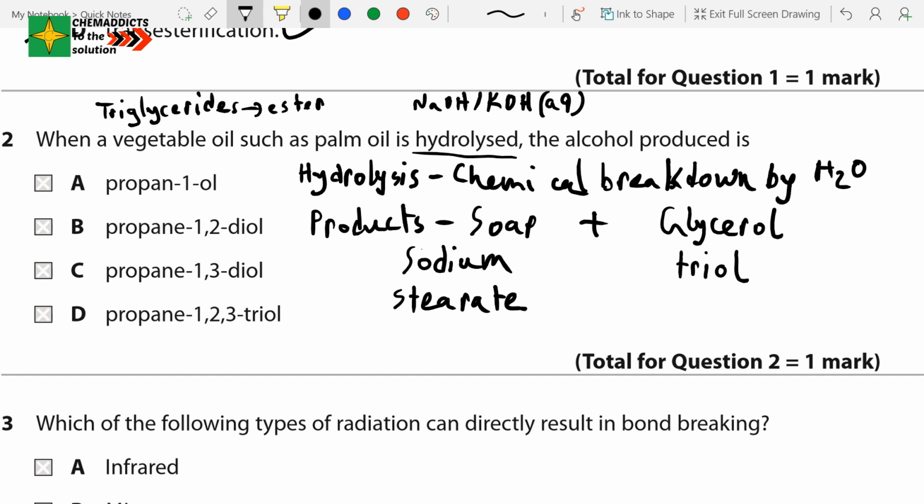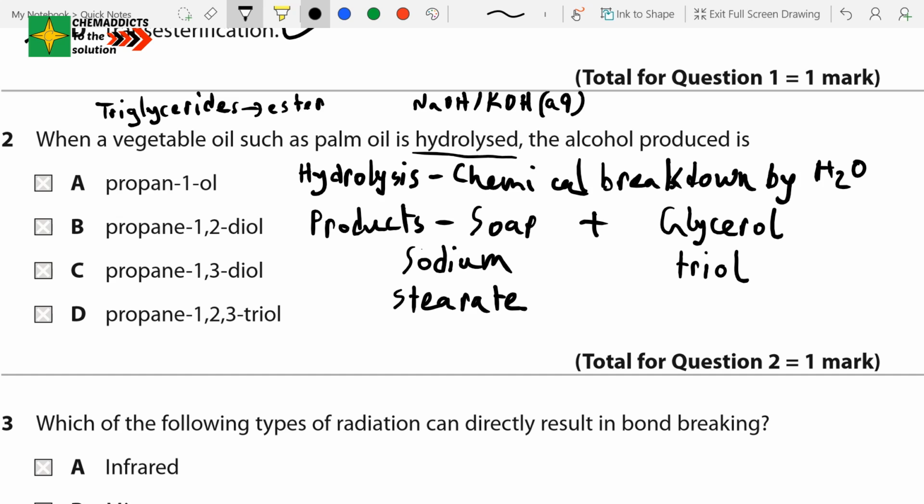Okay, so I hope that you have understood this. Triglycerides react with sodium hydroxide to give the products soap, which is mainly sodium stearate, plus glycerol, triol. Fellas, I hope that you have understood this part of the solution. If you have any question regarding this part, please let me know in the comment section.